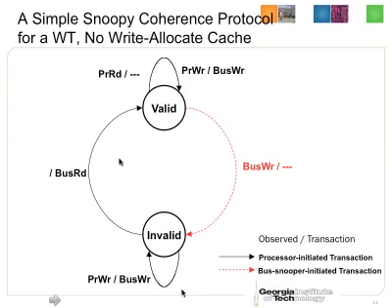For this case, if it's invalid, that means I don't have that local copy. And if there's a processor write, because we're doing no write allocate, we will not allocate a cache line. So this write, this new value, will go through directly to the memory, because it's write through. And also this operation will generate a bus write transaction, which will also be seen by other cache controllers.